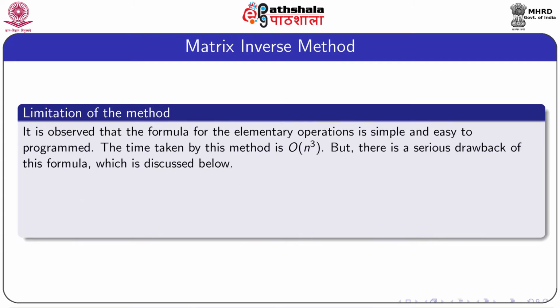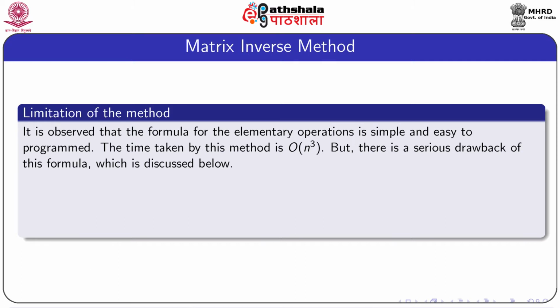So, this is the Gauss reduction method to evaluate the value of a determinant, but this method has some limitations. It is observed that the formula for elementary row operation is simple and easy to program. This is the advantage of this method, but another observation is that the time complexity of this method is order of n to the power 3, where n is the size of the determinant.